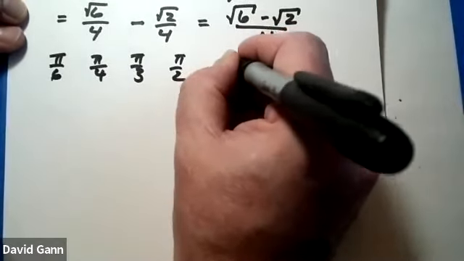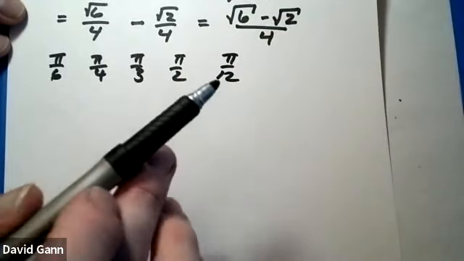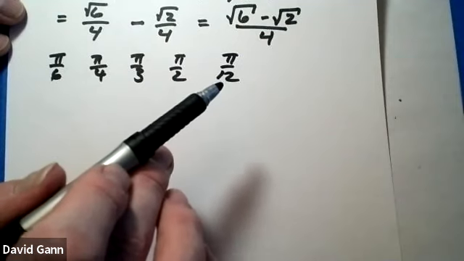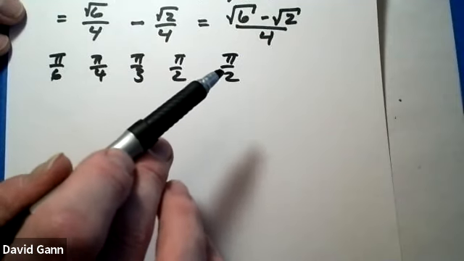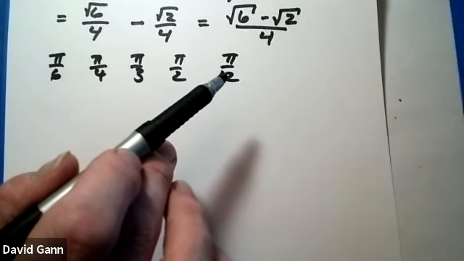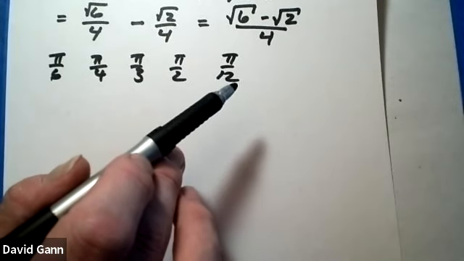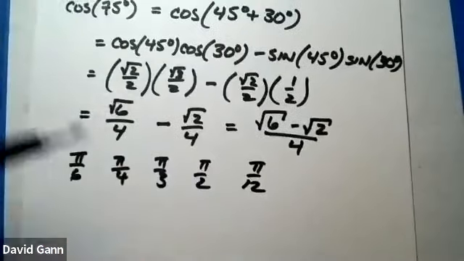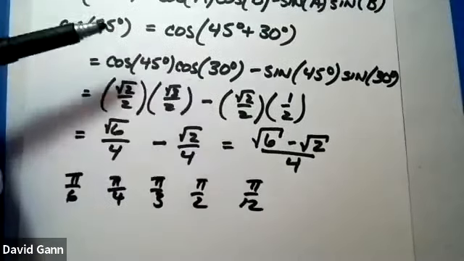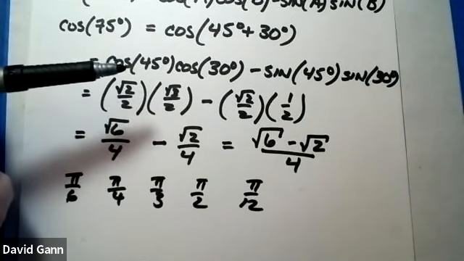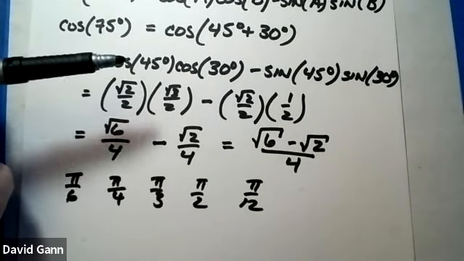If you see a pi over 12 or some multiple of pi over 12, this is the clue. Pi over 12 is 15 degrees, so it's going to be one of those oddball angles. They're 15 or 75, or a reference angle that's equivalent. So using this formula directly, we can get cosine of 75. We could use it further and get the cosine of, say, 105, right?